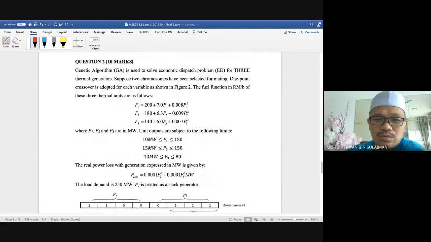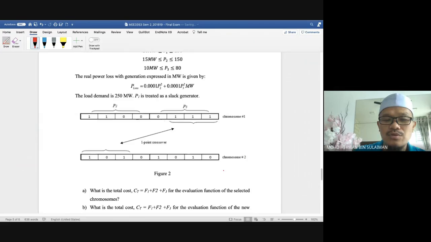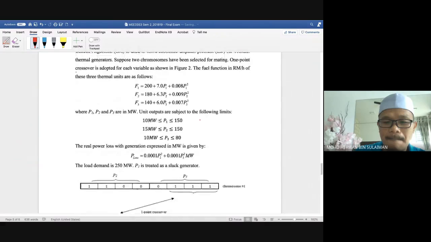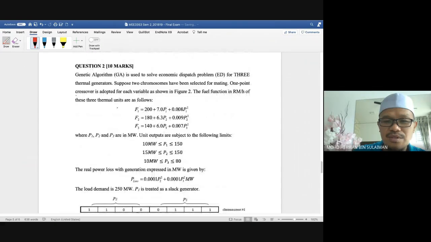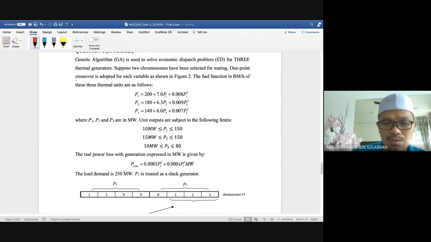GA is used to solve economic dispatch for 3 thermal generators. Suppose 2 chromosomes have been selected for mating. One point crossover is adopted for each variable, shown in figure 2. One point crossover means that this 3 is crossed over to here, this one is brought to here. And then the fitness function, I think should be similar. I think this one is also 250, never mind, we will see later.